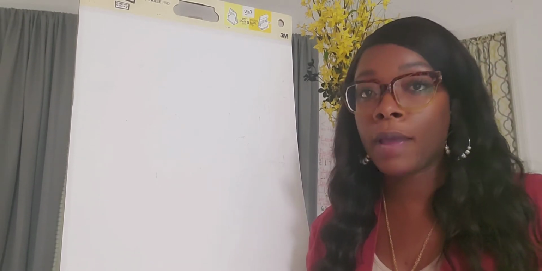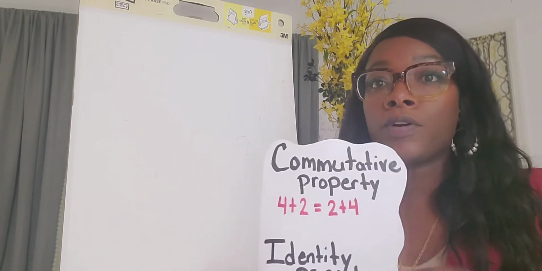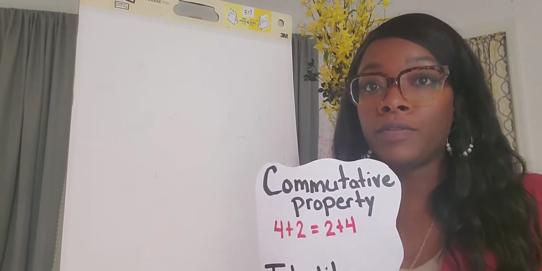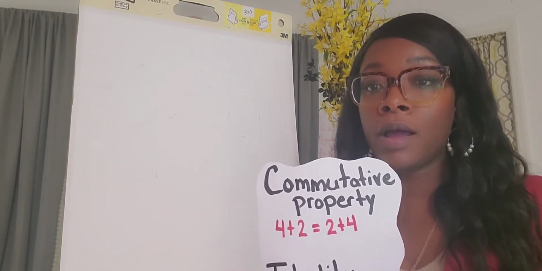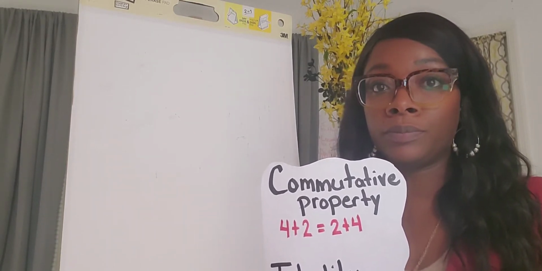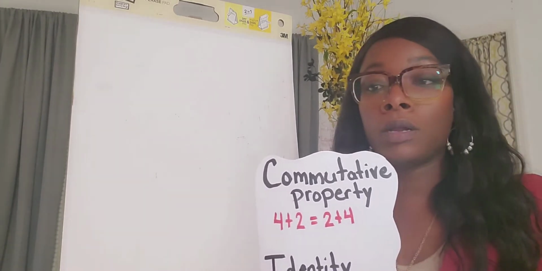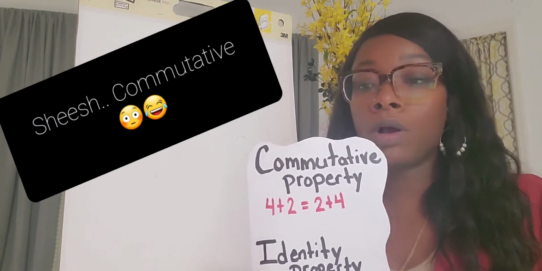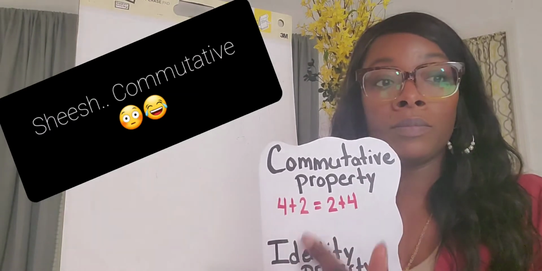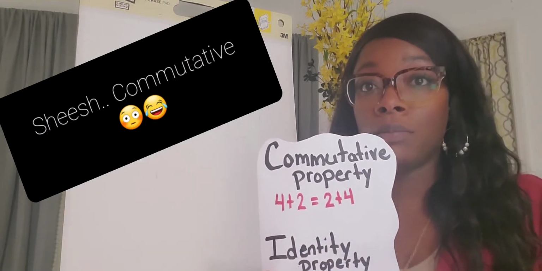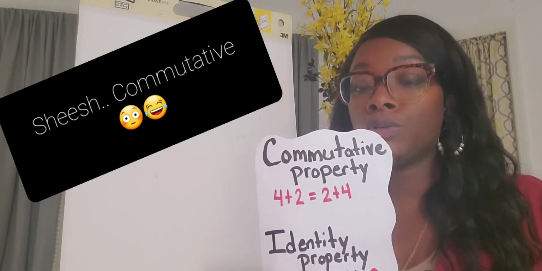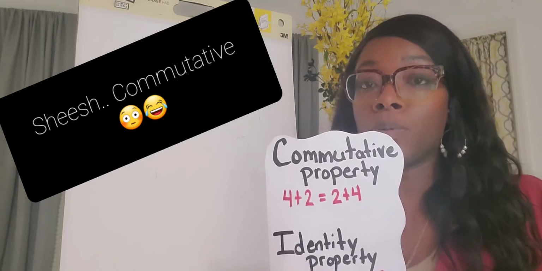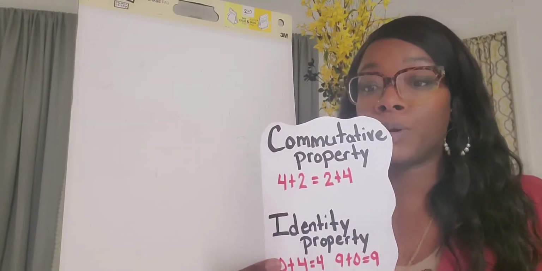First, let's go over our vocabulary words. Our first word is commutative property of addition. This commutative property states that changing the order of the addends does not change the sum or the answer. So 4 plus 2 is equal to 6, and 2 plus 4 is equal to 6. So 4 plus 2 is equal to 2 plus 4.